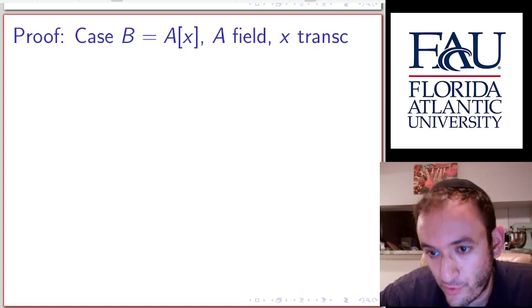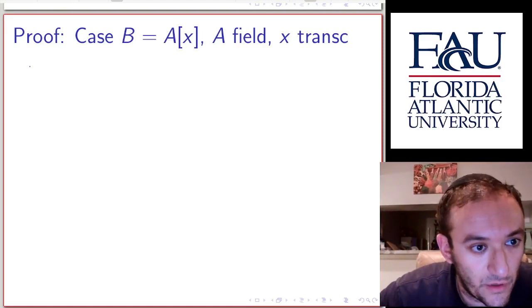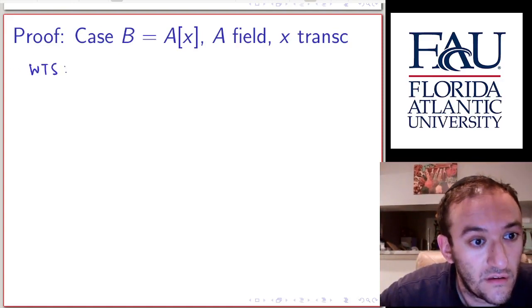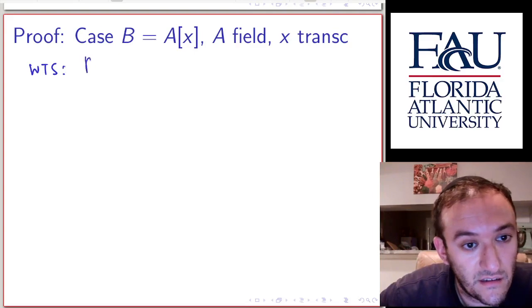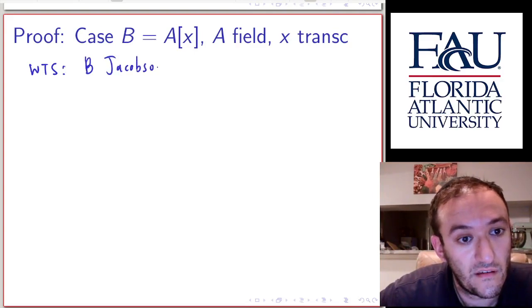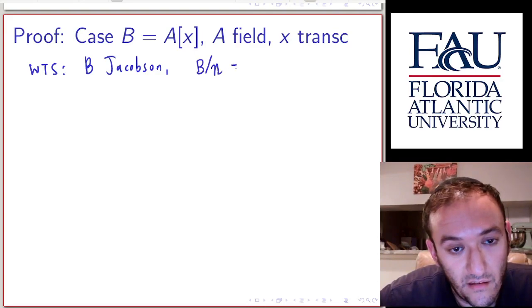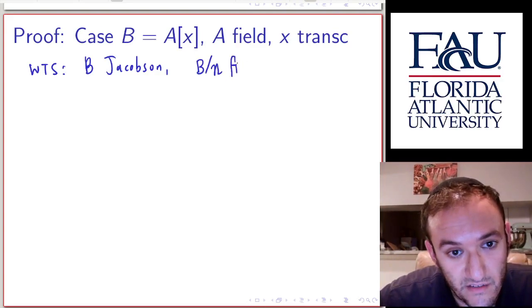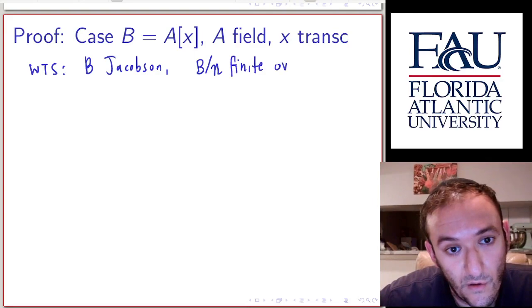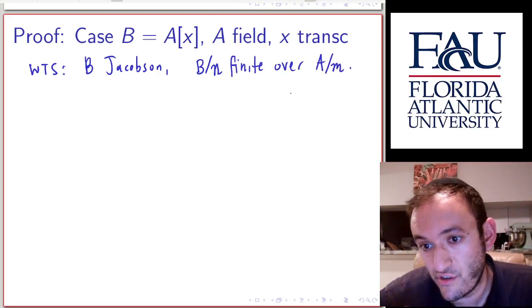Now we'll start proving the Jacobson Nullstellensatz. So again, what are we trying to show? We want to show that B is Jacobson and B mod n is a finite field extension over A mod m, where m is the intersection of n with A.